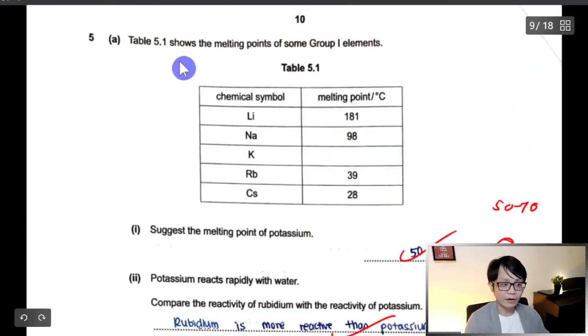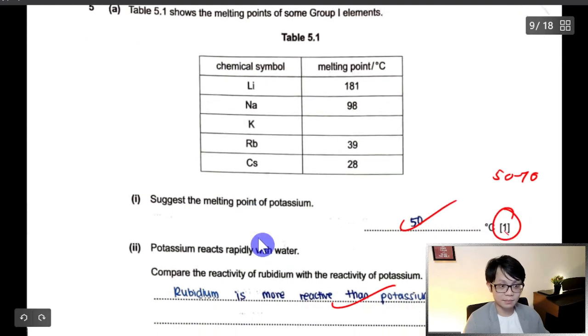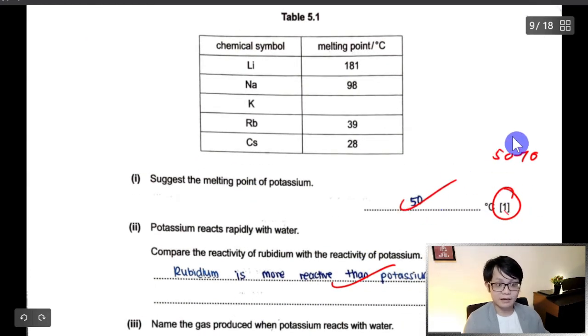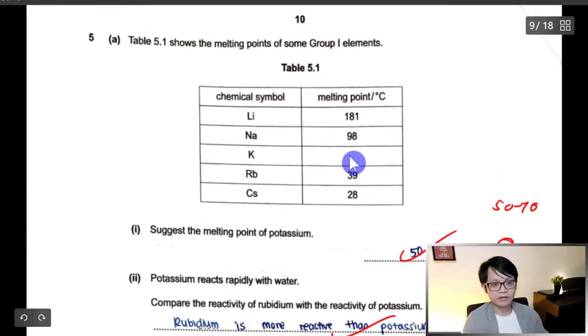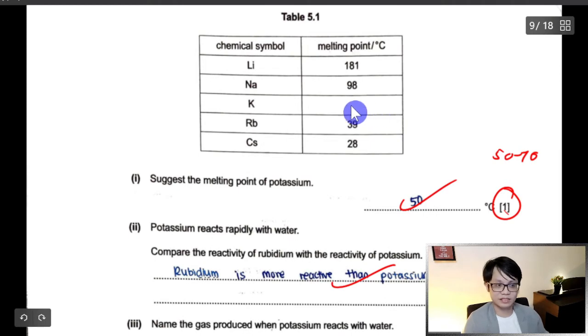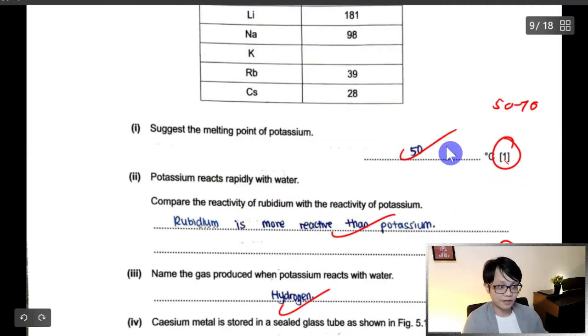Okay, Table 5.1 shows the melting points of some Group 1 elements. Suggest the melting point of potassium. So it should be 50, correct? The marking scheme is 50 to 70. I mean, you divide by 2. You don't write 97, you don't write 40, it just doesn't make sense. It's just somewhere in between. Okay, so 50 is correct.